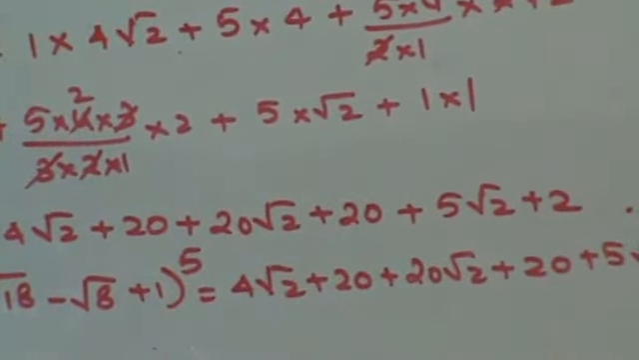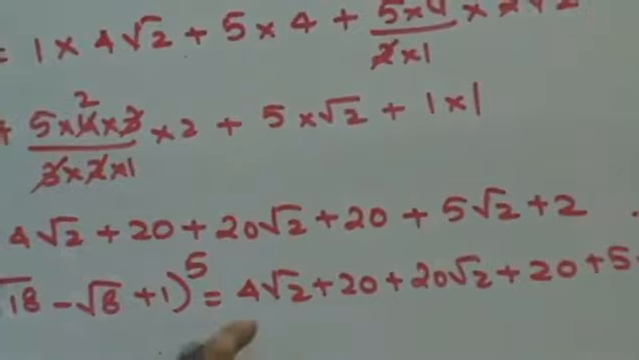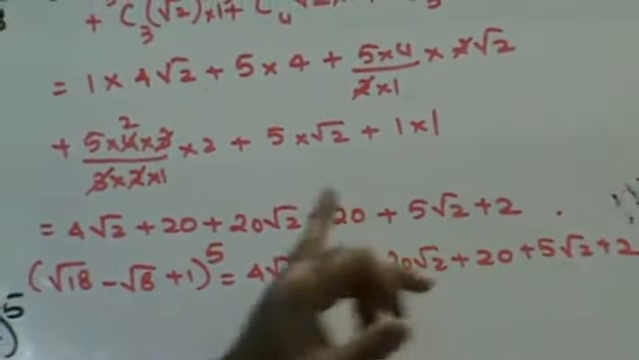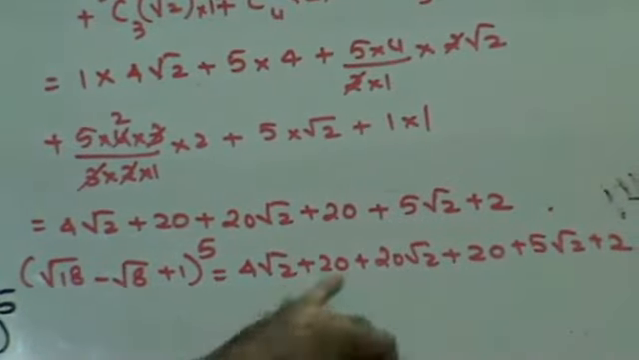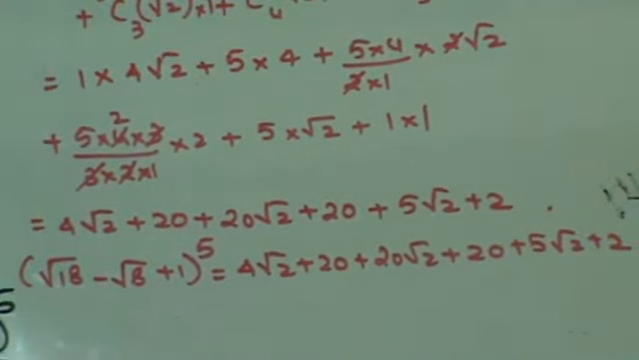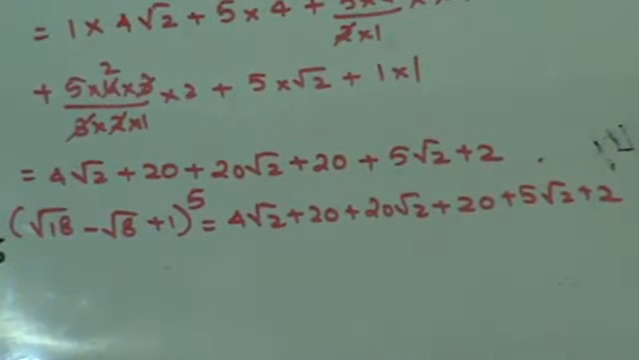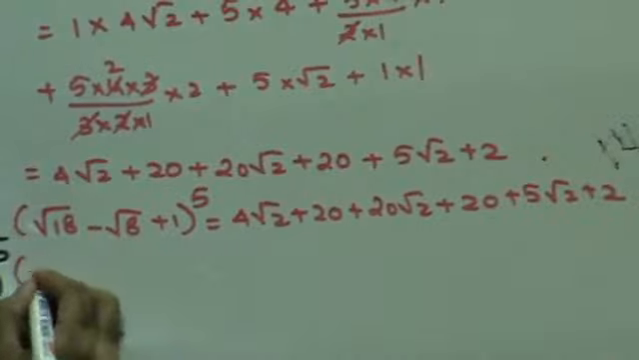One of you could definitely ask me a question, sir, why are you writing this whole thing? You could have simply added 4 root 2 plus 20 root 2 plus 5 root 2 and written that as 29 root 2 plus 42. I can do that, but I need to show you something, therefore I am not doing this. Right, now let's write the expansion as it is, because there is another term there.